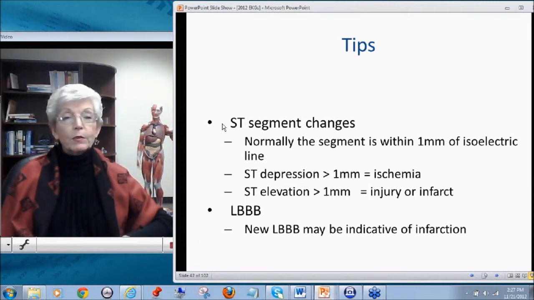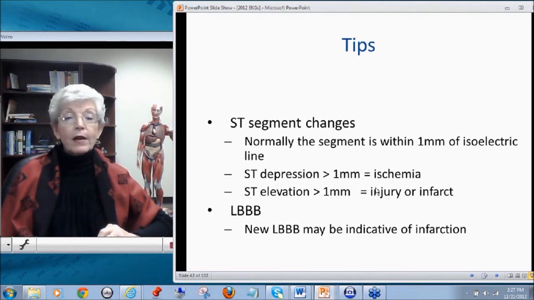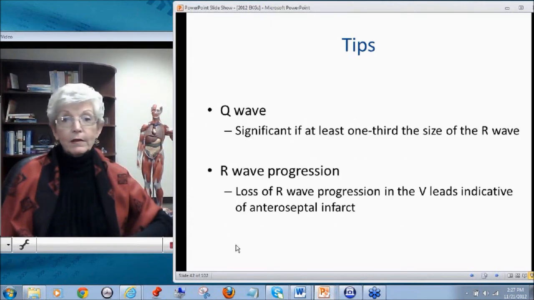ST segment changes. Remember, we're talking about ST segment elevation or non-ST segment elevation MI. Normally the ST segment is within 1 millimeter of the isoelectric line. That's one little box. So ST depression would be greater than 1 millimeter. That would be ischemia, the earliest part of injury. With ST elevation, now I've either gone to injury or I've actually got an infarct. And if I see a new left bundle branch block, this may be indicative of an infarction as well.